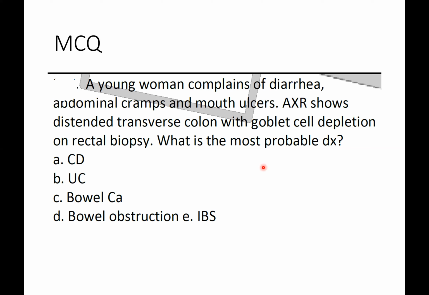Here you go. So from this question, one important point that we need to keep an eye on is the goblet cell depletion on rectal biopsy. Whenever you see signs of an inflammatory bowel disease that are associated with goblet cell depletion on rectal biopsy, usually the right answer is going to be ulcerative colitis. Goblet cells are usually present with Crohn's disease and not in ulcerative colitis.